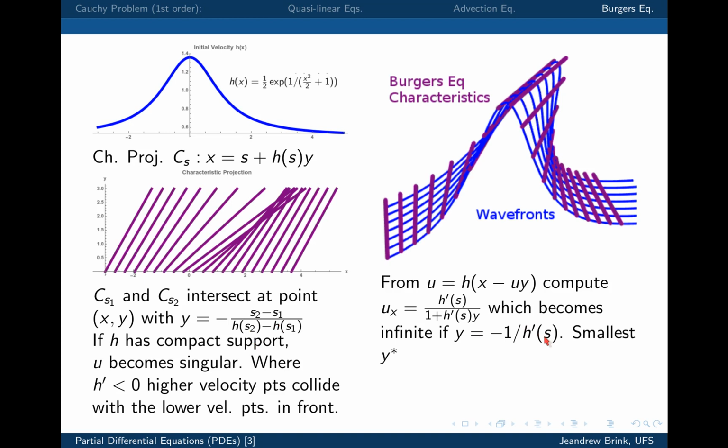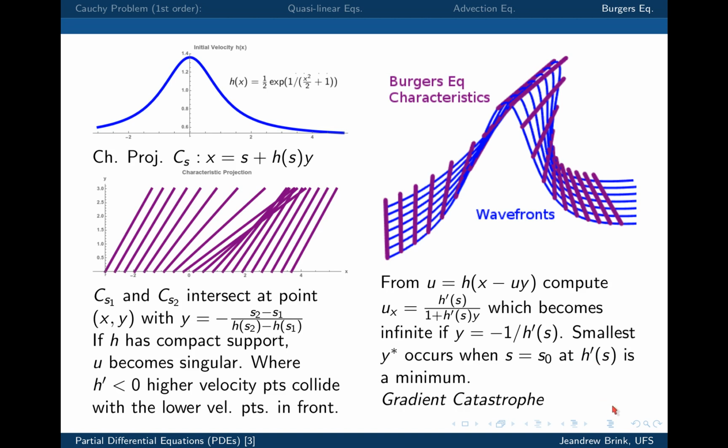Okay, the smallest value y star, in other words, the point where the lines first collide, simply occurs when S equals S0 and H prime is at a minimum. So to get the lowest point at which this starts colliding, you simply evaluate the point of your initial condition where H prime, its derivative, is a minimum, and that is something you call a gradient catastrophe.